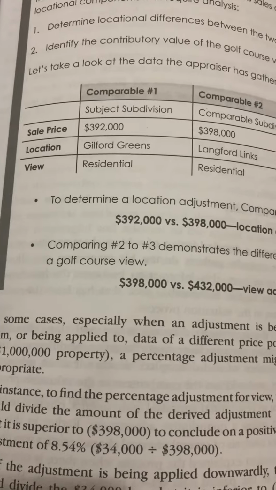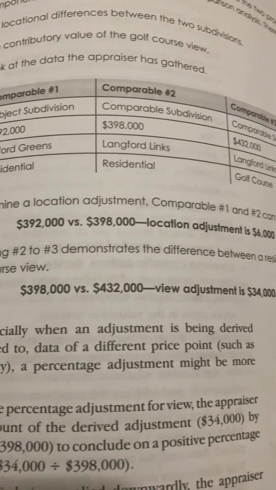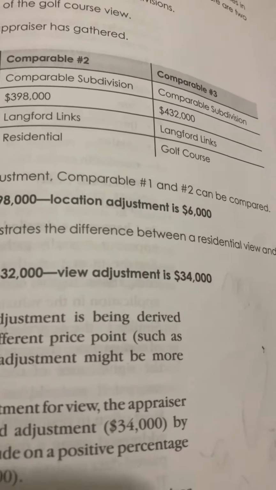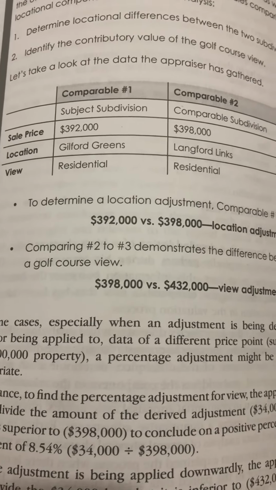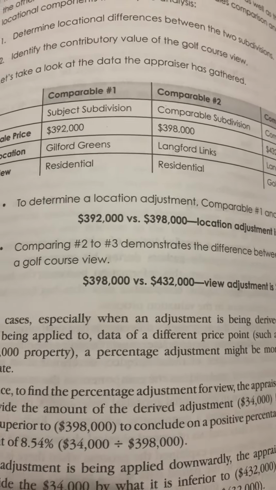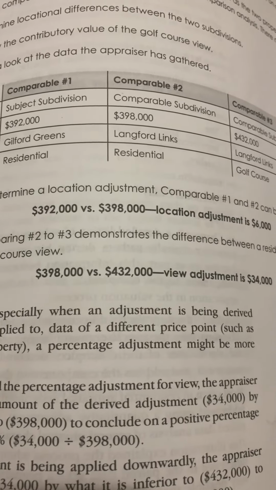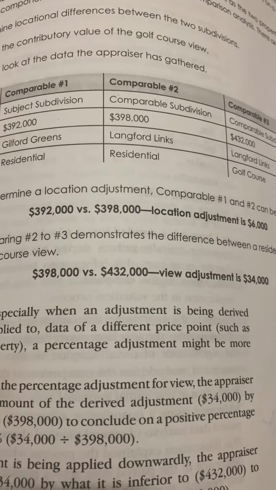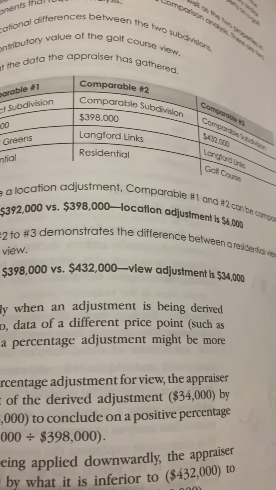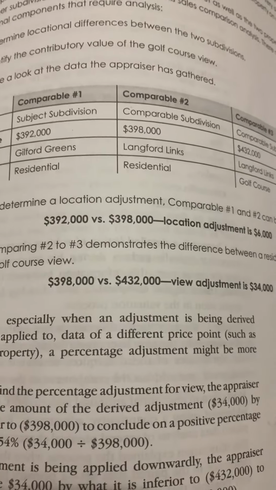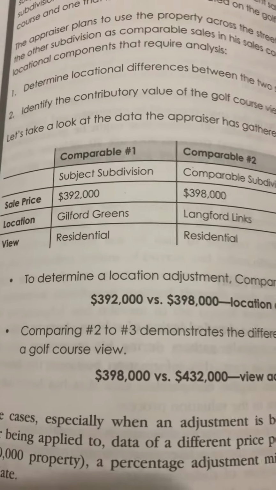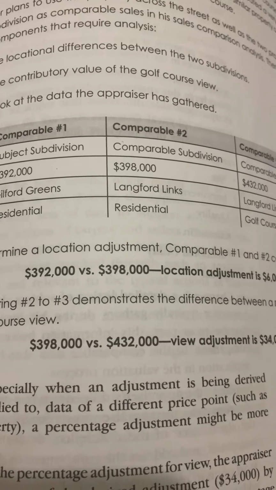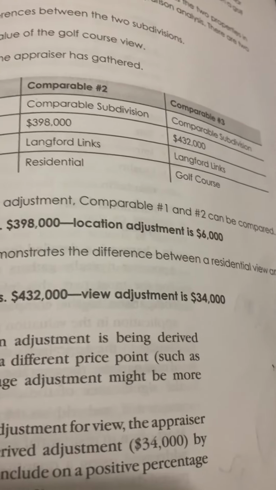Now, to determine a location adjustment, Comp 1 and Comp 2 can be compared. So you take the $392,000 of Comp 1 versus the $398,000, which was Comp 2. The location adjustment is $6,000. That's the difference between Guilford Greens location and Langford Links. So that gives you your $6,000 location adjustment.